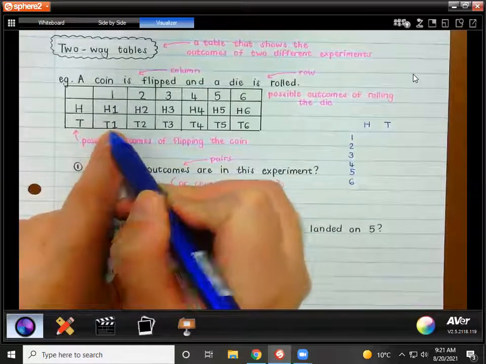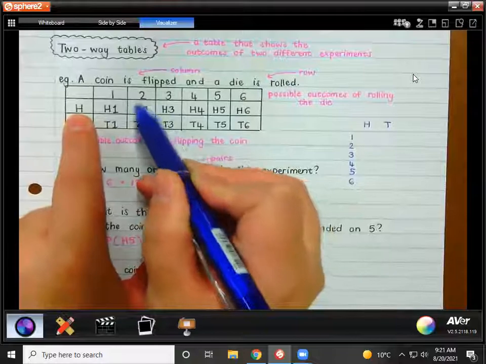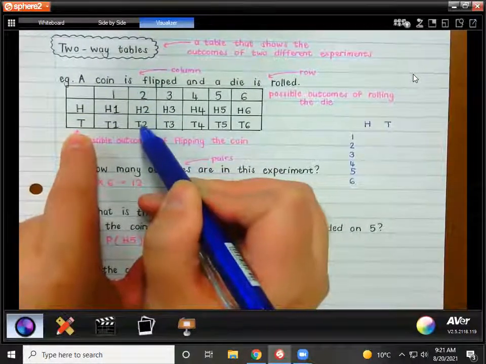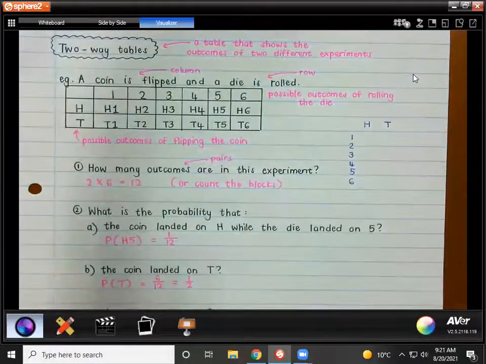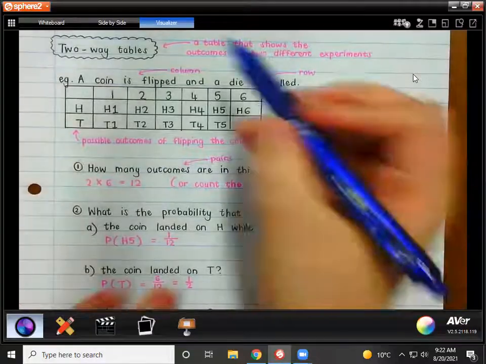So that's what you're writing in the actual table. Then it can land on heads and 2. So heads and 2. Or tails and 2. So tails and 2. Right? Do you see? So you almost match up the headings in the actual block.